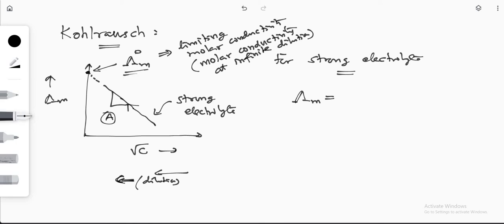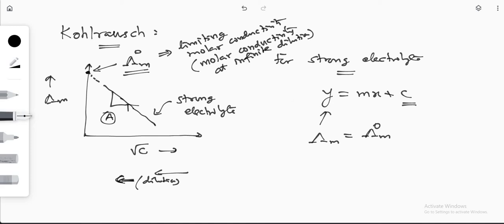Okay, and this is the y-intercept, right? You know very well, straight line equation, y is equal to mx plus c. In the y-axis we have molar conductivity, so I'll put lambda m here. Okay, and we have some y-intercept. Let me give the y-intercept value as lambda m naught. What is lambda m naught? It is the highest molar conductivity shown by the solution on dilution.